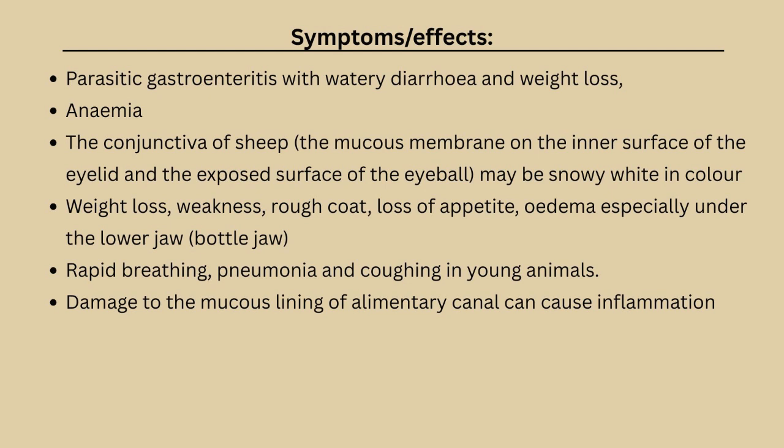Symptoms and effects. Parasitic gastroenteritis with watery diarrhea and weight loss. Anemia. The conjunctiva of sheep, the mucous membrane on the inner surface of the eyelid and the exposed surface of the eyeball, may be snowy white in color.